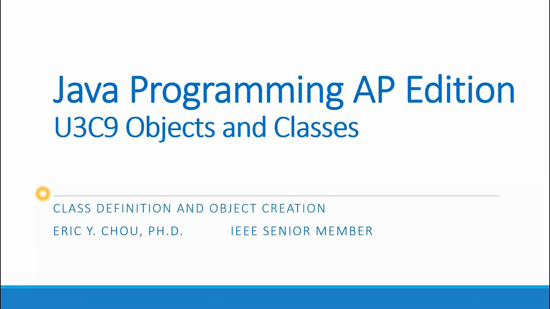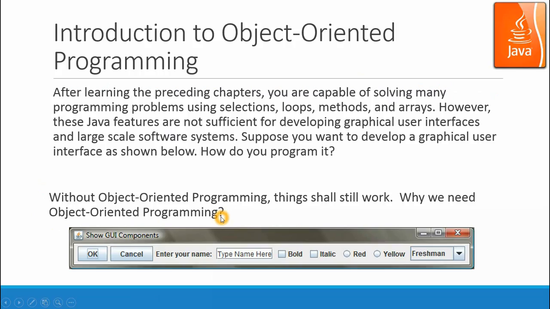Welcome to Chapter 9. From this lecture, we are going to start Object-Oriented Programming. Chapter 9 is for objects and classes. This lecture is on class definition and object creation. First, let's look at what is object-oriented programming.